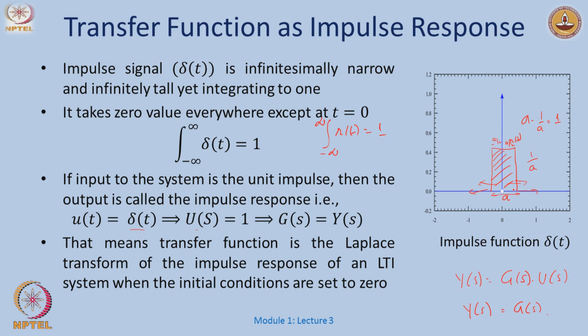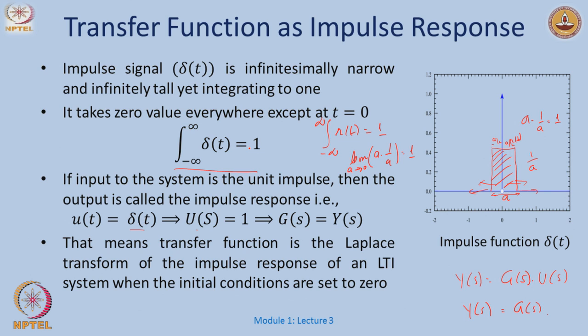Let me take the limit of the signal as a goes to 0. Nothing changes: the area is still a times 1 by a, and the area of the limit of the signal would still be 1. Therefore, I have this signal such that the integral from minus infinity to infinity of delta of t is 1.